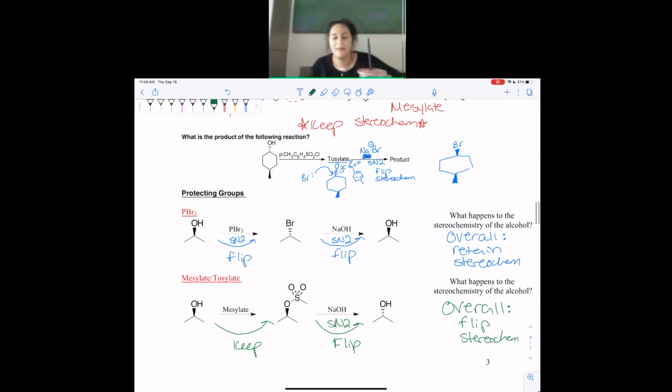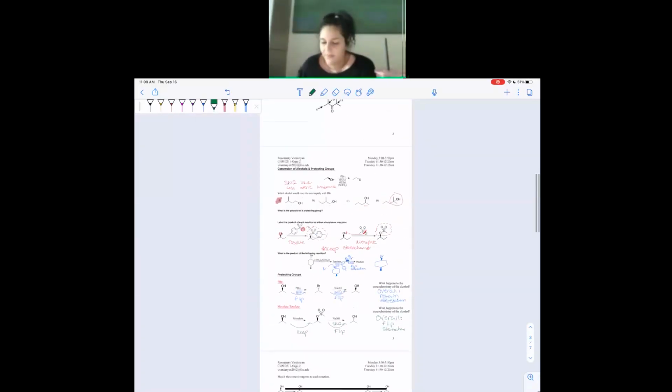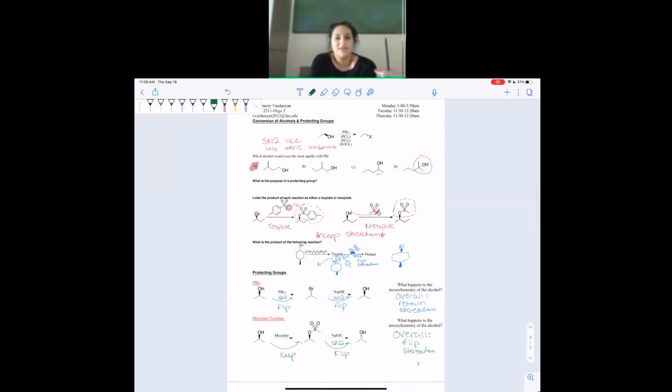So a lot of times students actually have a hard time grasping this concept. How does this feel? How are we doing? Good, yay! Okay. Yeah, so you can take a look at this protecting group page. The mesylate tosylate thing is weird. Yeah, but I'm glad that you get it.